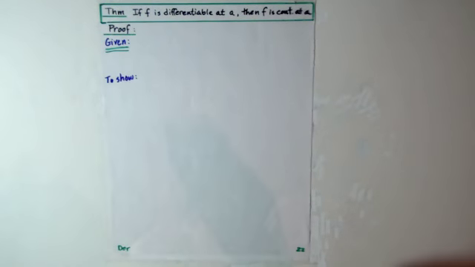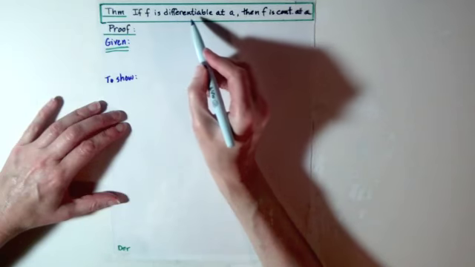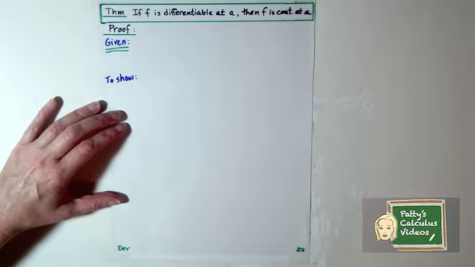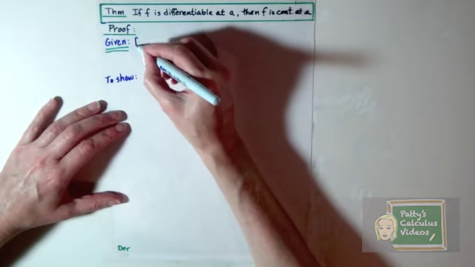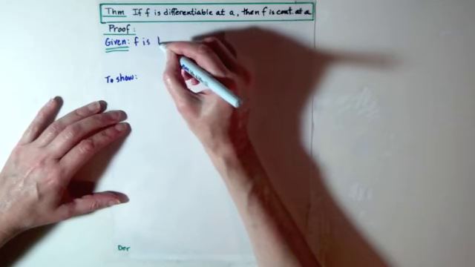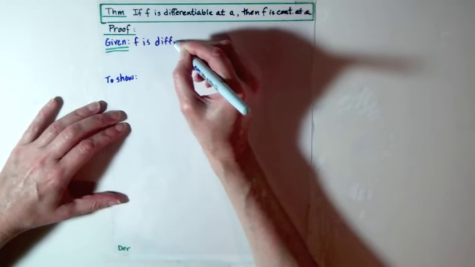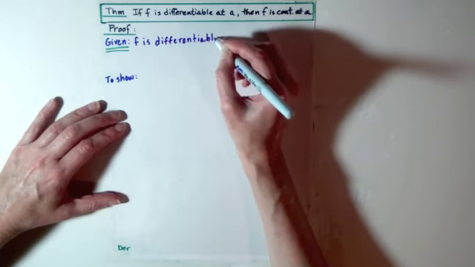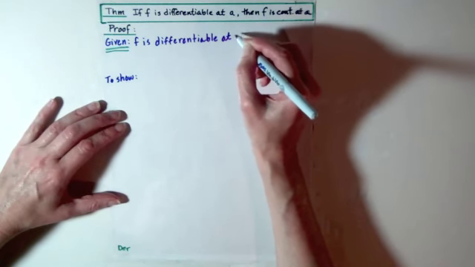Well, what are we told? We're told f is differentiable at a, and as long as that's true, then the rest of this stuff is supposed to be true. So the given information is that f is differentiable at x equal a.